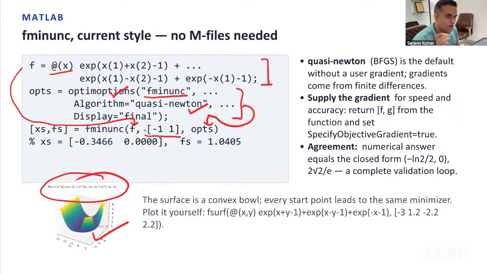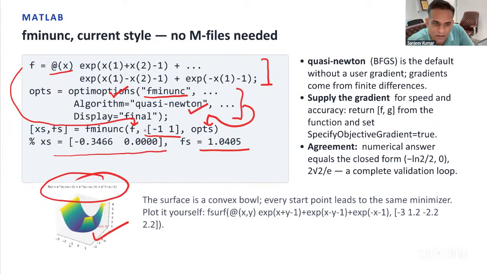Once you run this command, you will get the value where the function has the minimum value, like at x1 equal to -0.3466 and x2 equal to 0. And what is the minimum value of the function at this point? So very easily you can solve this unconstrained optimization problem.